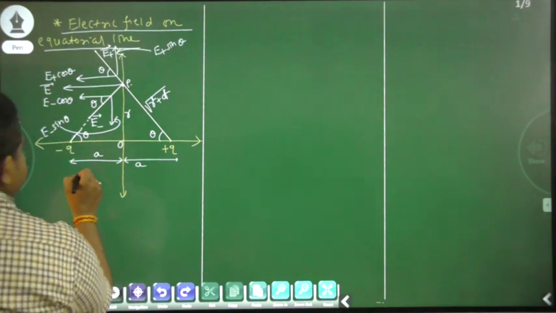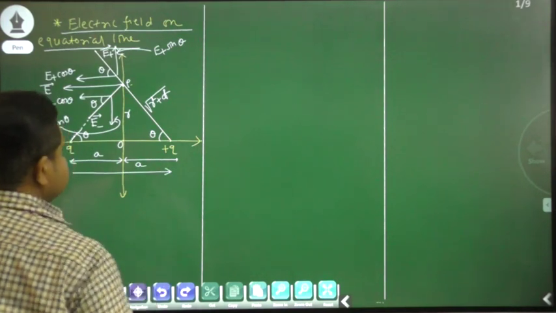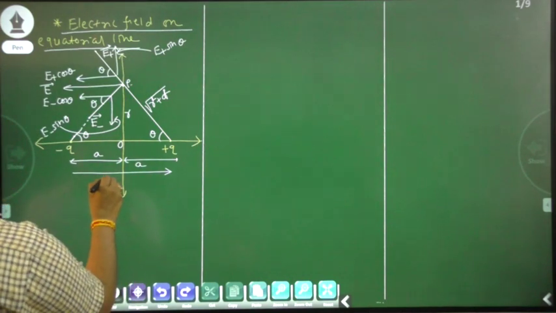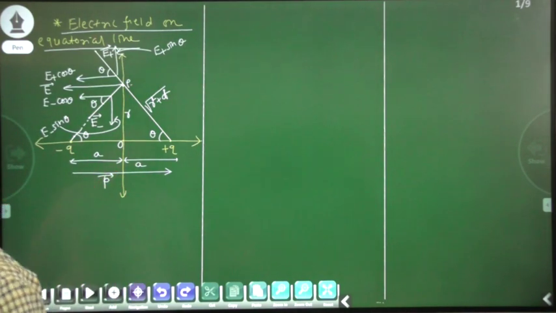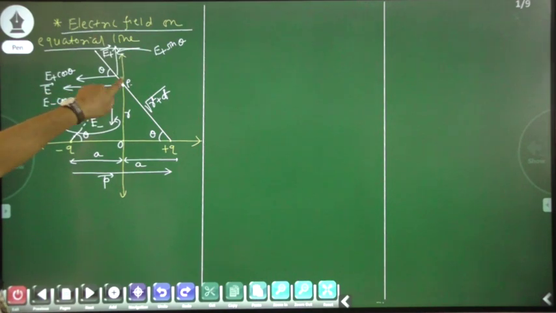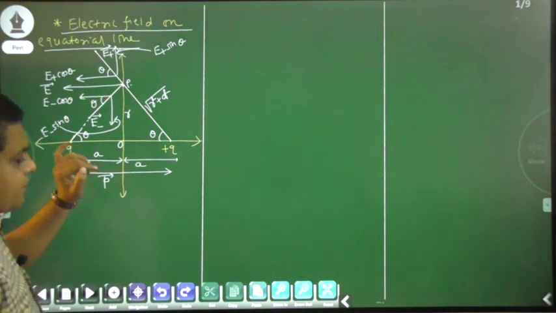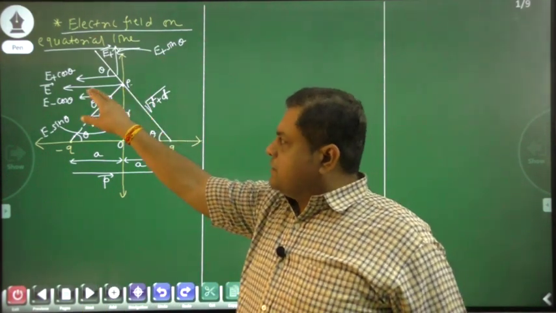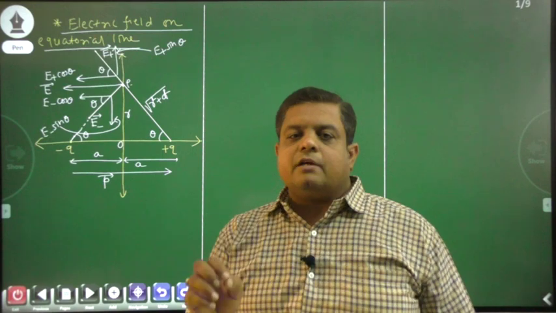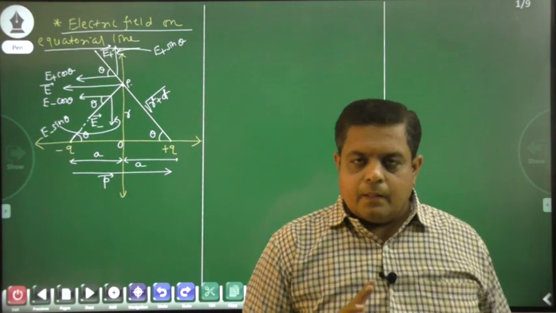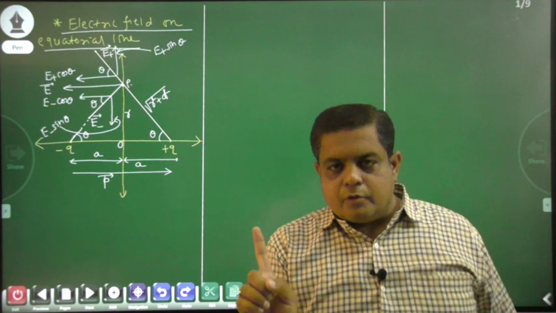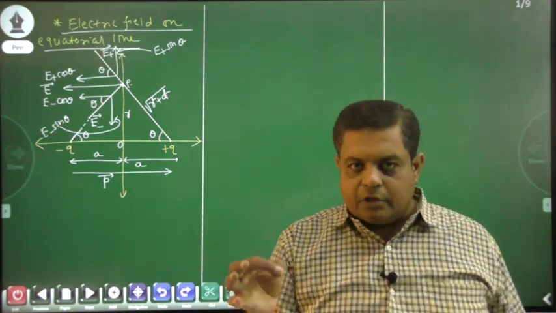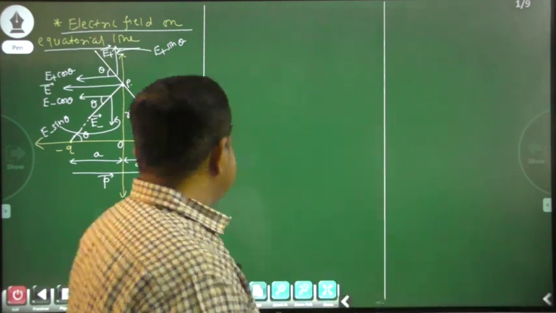Now the direction of the dipole moment is from the negative charge to the positive charge. So you should notice one thing: at point P, which is on the equatorial line, the resultant electric field is in the opposite direction of the electric dipole moment. So the electric field and dipole moment are in opposite directions for any point on the equatorial line. Clear?